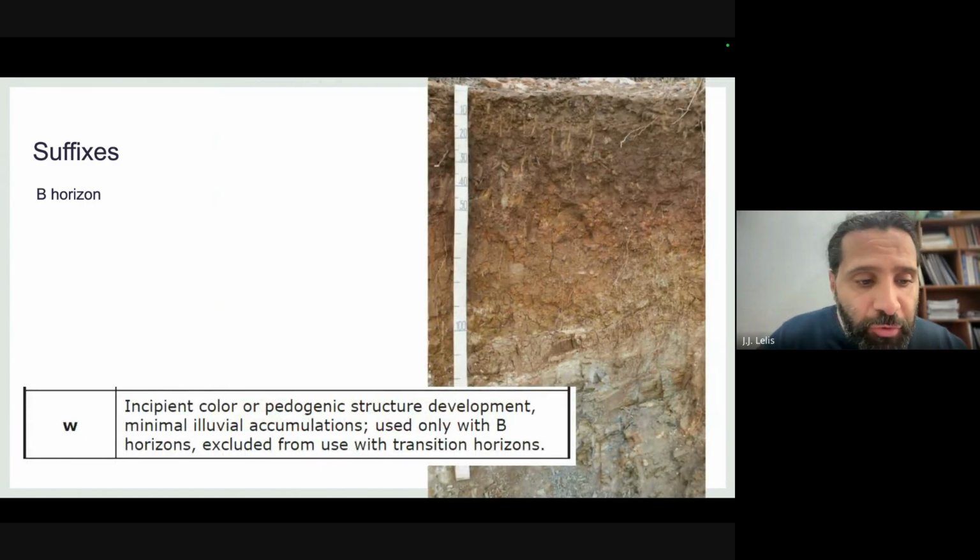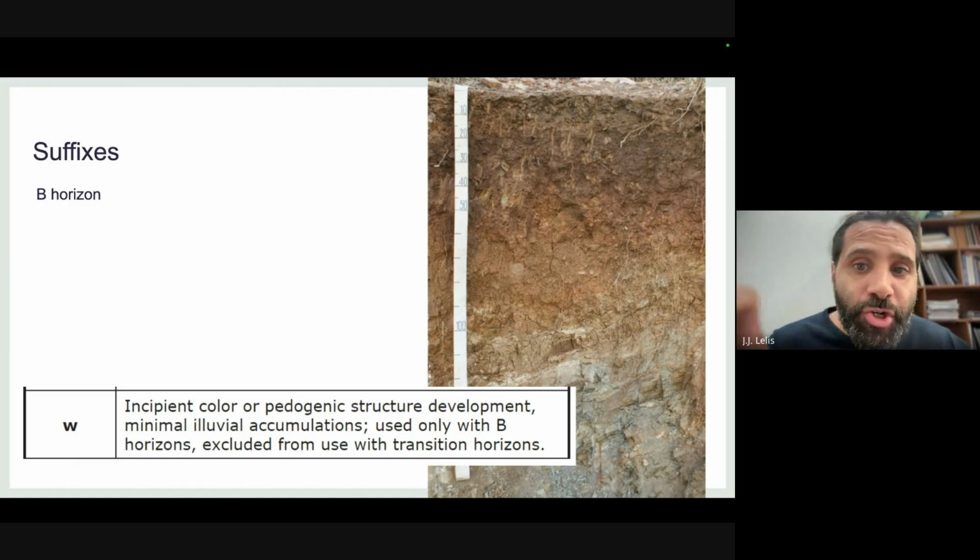We also can use the W suffix. The W suffix is used for incipient weathering. So the W means weathering, showing that you now register a B horizon that is at least formed by incipient weathering. So a little weathering, a little leaching starts to create a B horizon, but I cannot see any other, more complex process than weathering and leaching forming that specific B horizon.